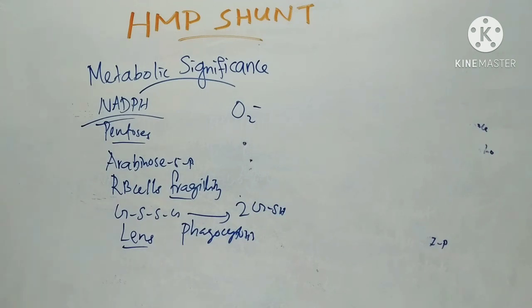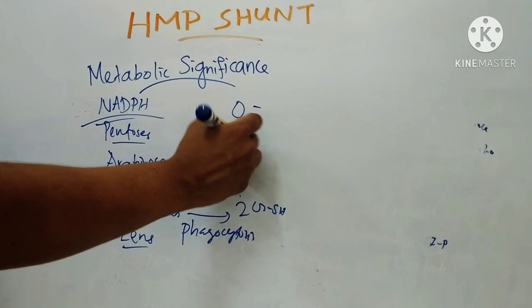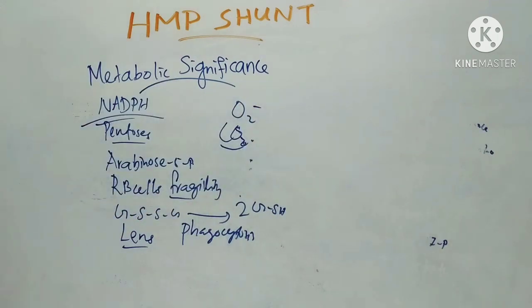Then another metabolic significance is the production of carbon dioxide. The carbon dioxide produced in this pathway may be used in carbon dioxide fixation reactions. So these are all about the HMP shunt.